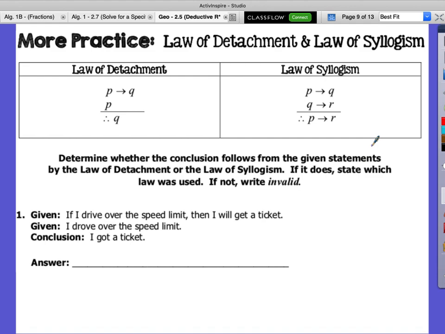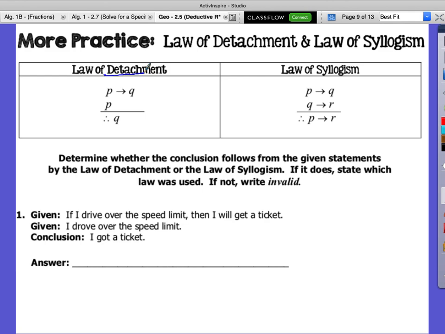So we have our law of detachment: if P then Q. Then P is true, therefore we know Q is true. That's detached. That word detached there is huge for us, okay? P is detached from Q. That's how we can remember that law, because these are the two laws we're going to be asked to remember. If we remember that P is detached from Q in the law of detachment, that'll help us.